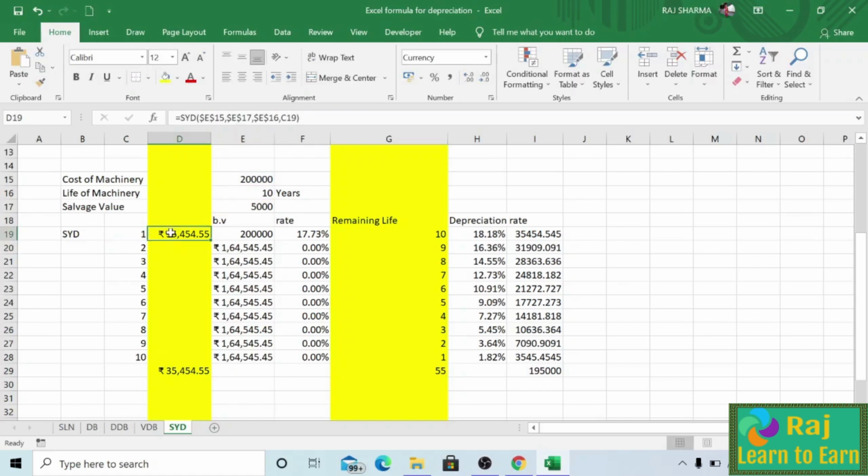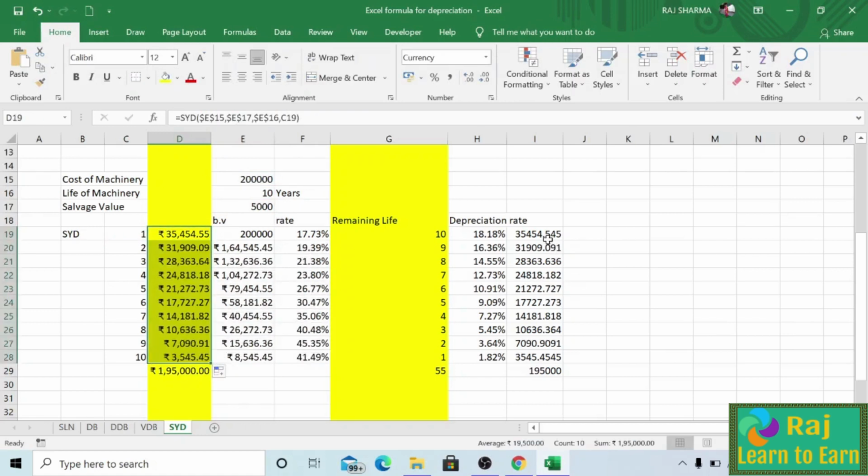And now when I drag this formula, I will get the depreciation which is similar to the depreciation which we have calculated by the normal elaborated method. So this is the use of the SYD depreciation method.